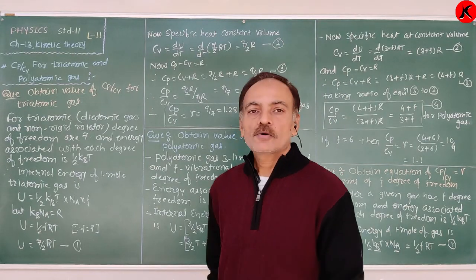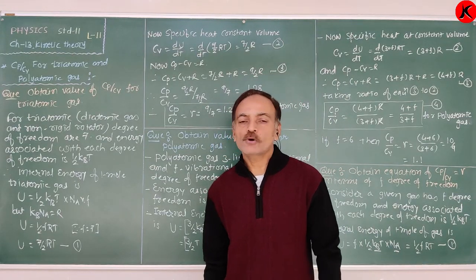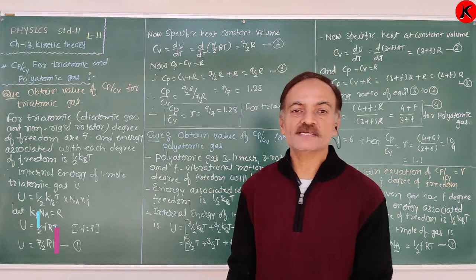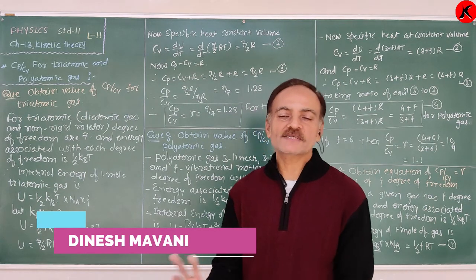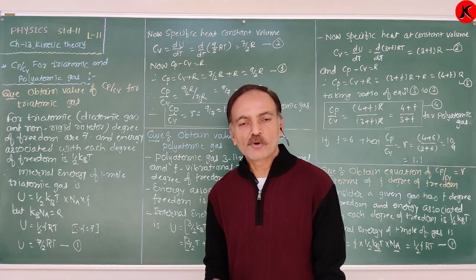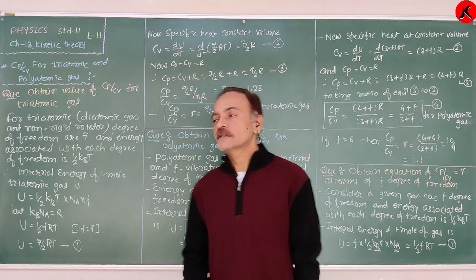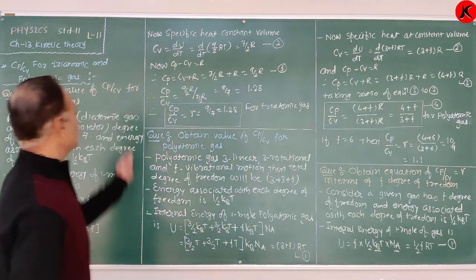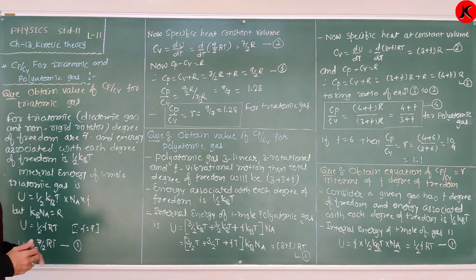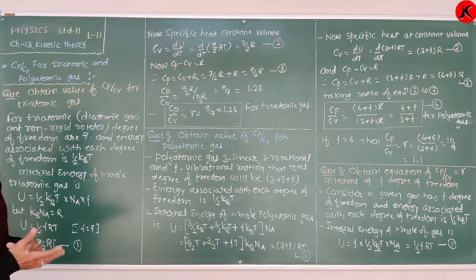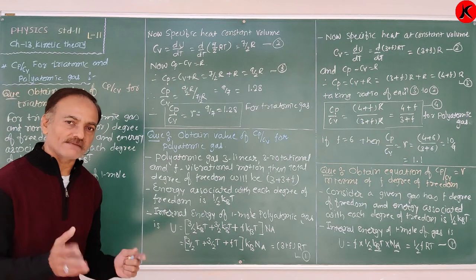Good morning, friends. In chapter 13, kinetic theory, we already discussed the ratio of the two specific heats, at constant pressure and constant volume. That means the ratio of Cp upon Cv for different types of gases. For monoatomic gas, the degrees of freedom are 3, and the ratio Cp upon Cv, that means gamma, is equal to 1.67, which we already obtained.